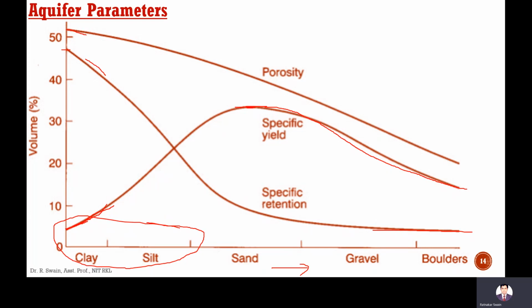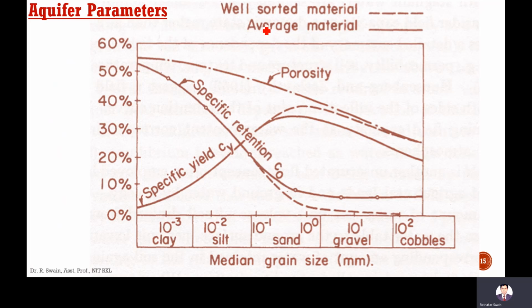Here we can take well sorted material and average material into consideration. If it is well sorted, it means it is uniformly graded soil. Well sorted means uniformly graded. That means a particular size is present. It is not a mix of different sizes of particles. So in that case, the specific yield will be more. There will be a little increase if it is well sorted. It means we can extract a little more water if it is well sorted because there are more gaps.